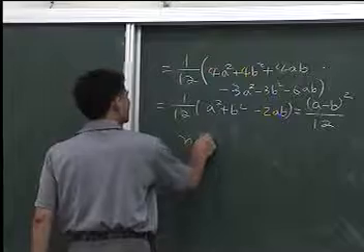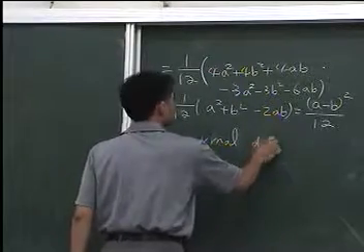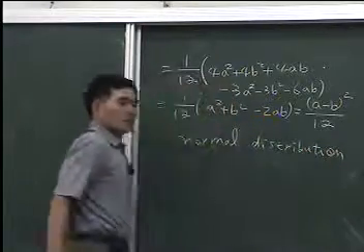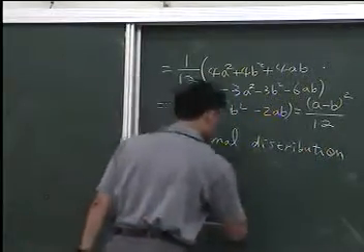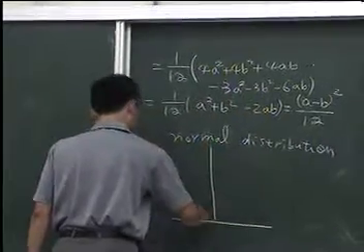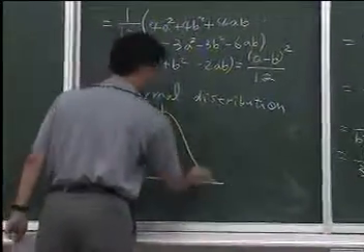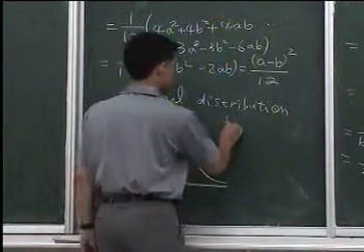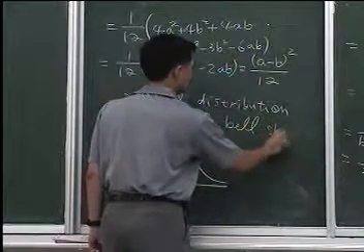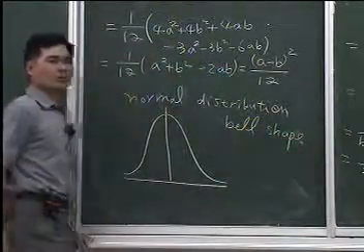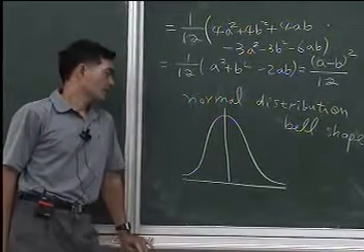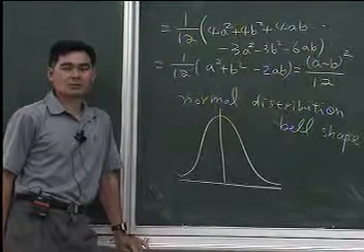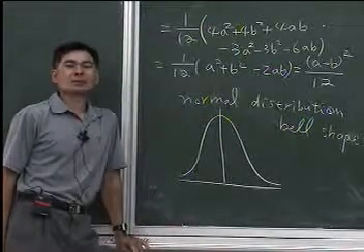So, normal distribution. Basically, the diagram looks like this. It is called bell shape because it looks like a bell. And this distribution, the probability density function, has several characteristics.